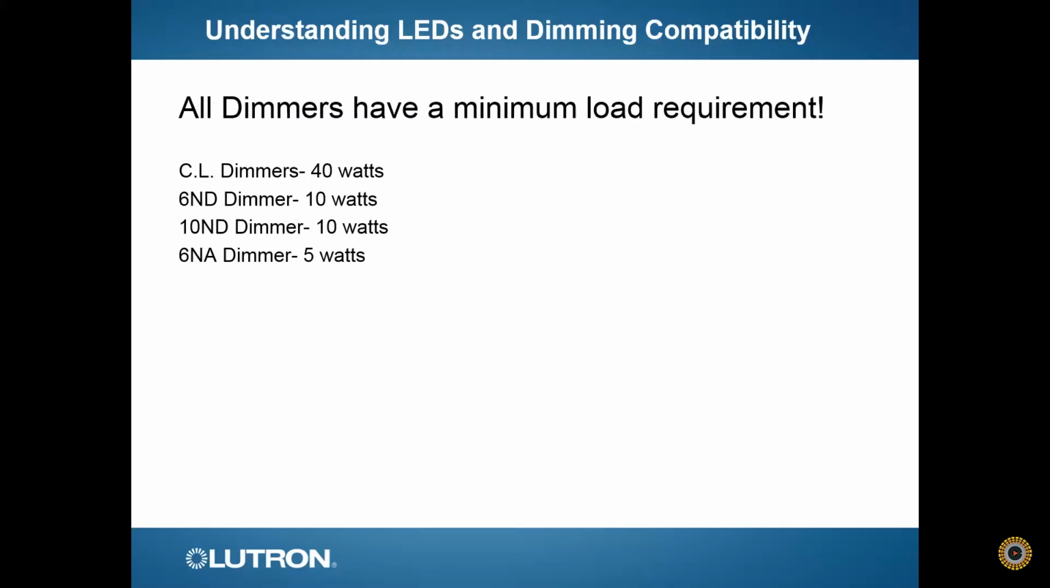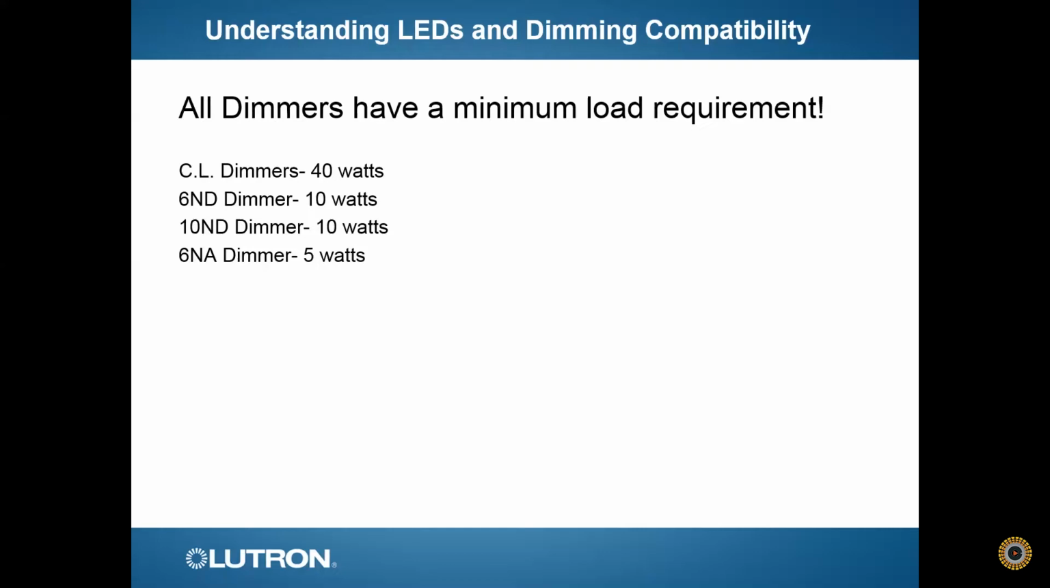All of the dimmers have a minimum wattage requirement. So CL dimmers would be the common go-to dimmer if there is no neutral in the box. It's just a regular 2-wire dimmer, so it's got the hot coming in and a switched hot or a dimmed hot going out. And there's no neutral wire connection. So those dimmers have a 40-watt minimum required load for them to perform correctly.